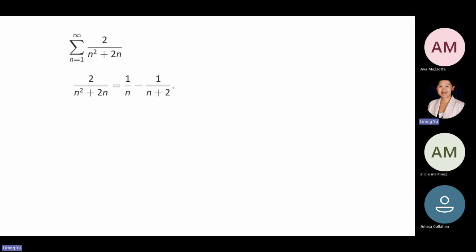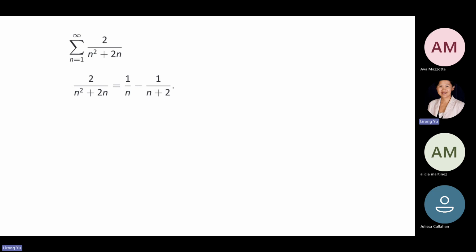So I am utilizing what we learned in section 6.4. That is to do a partial fraction decomposition. The 2 over n squared plus 2n is really 2 over n times n plus 2. So we're able to rewrite it. There are two factors in the denominator, the n and the n plus 2. So then there's a over n plus b over n plus 2.